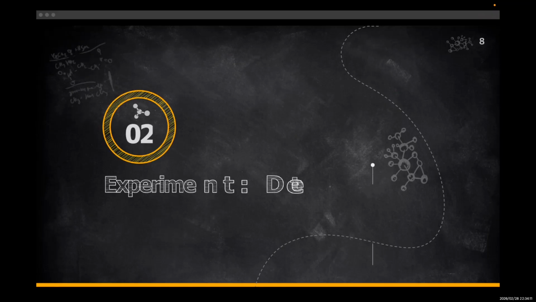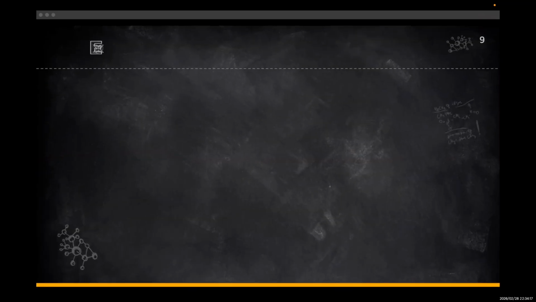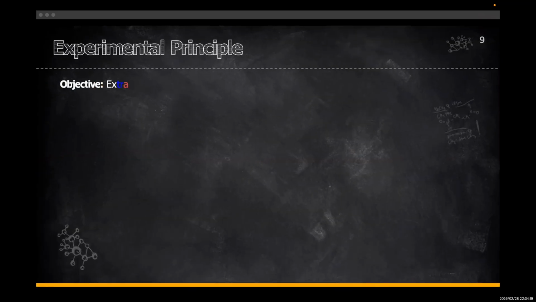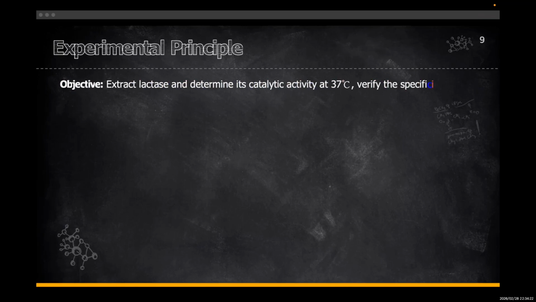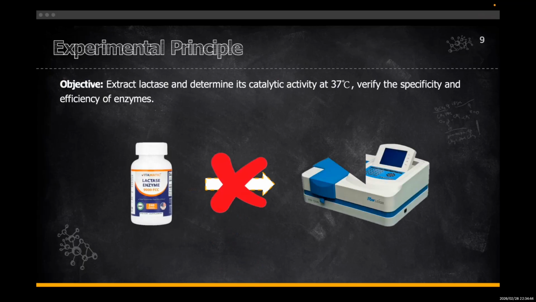Now let's move to the cool part, our lactase experiment. The main objective of this experiment was to extract lactase from commercial tablets, determine its catalytic activity at 37 degrees Celsius, the optimal temperature for human enzymes, and verify the enzyme's specificity and efficiency. But here's a challenge. Lactose and its hydrolytic products, which are glucose and galactose, don't absorb visible light, so we cannot directly measure the reaction with a spectrophotometer.